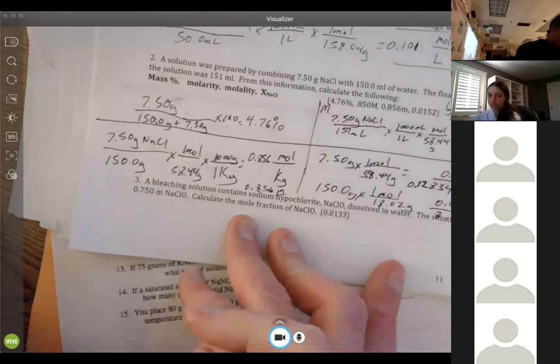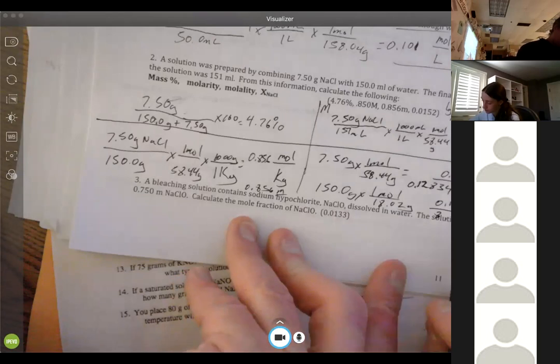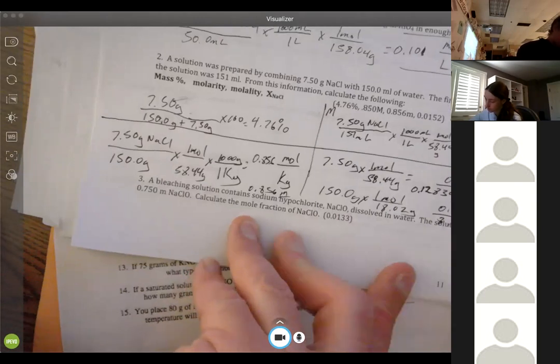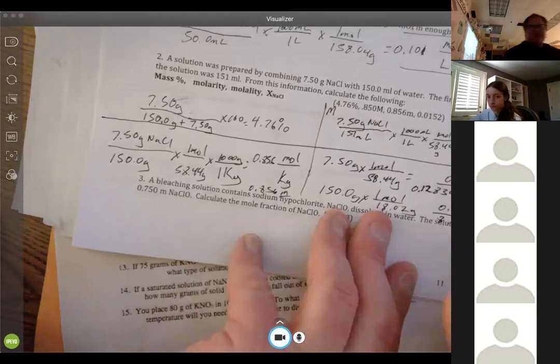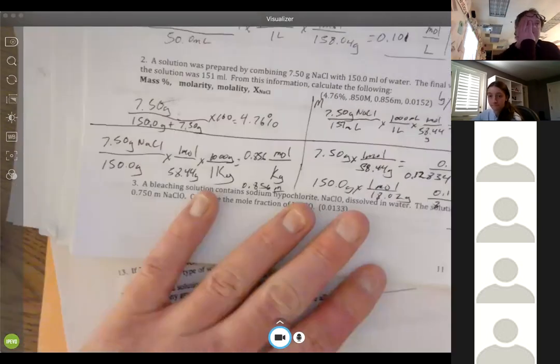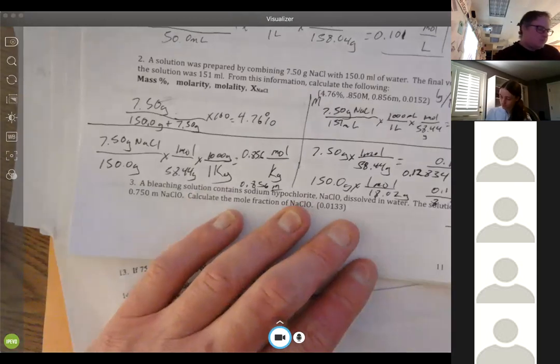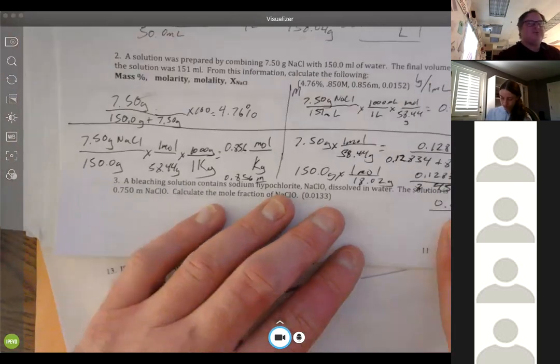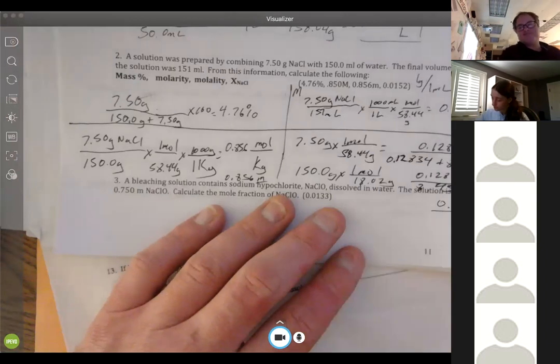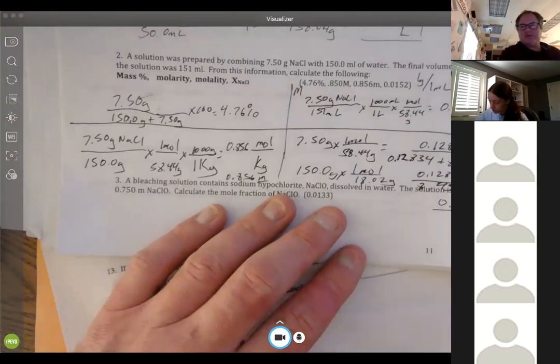0.12834 divided by 8.4524. It's about 0.01518, so that gives us 0.0152. Notice that a mole fraction does not have any units because the moles cancel out. So it's just a ratio. For every 1 mole of solution, 0.0152 moles of water. I'm sorry, of sodium chloride. So it's just a ratio.